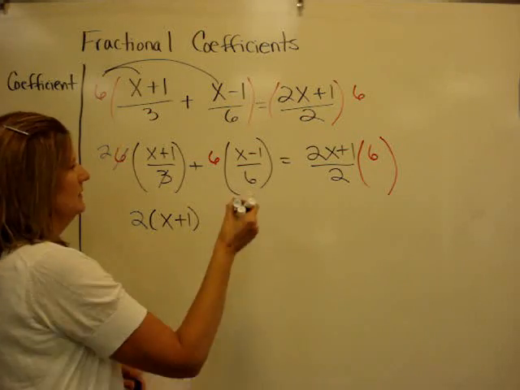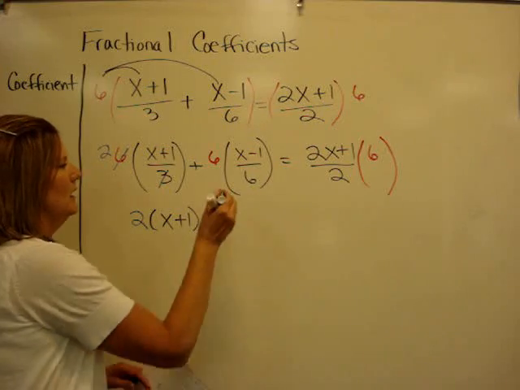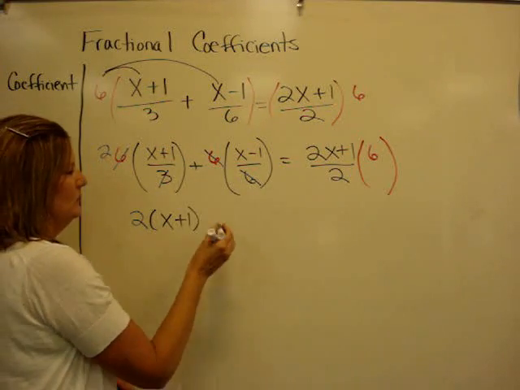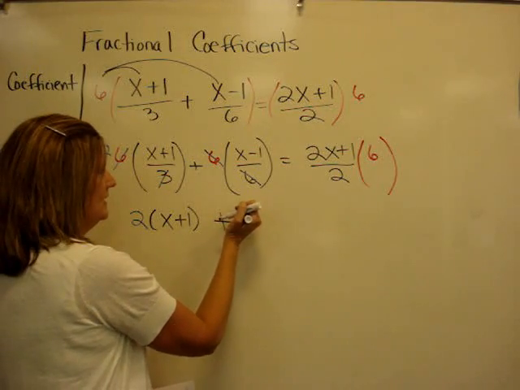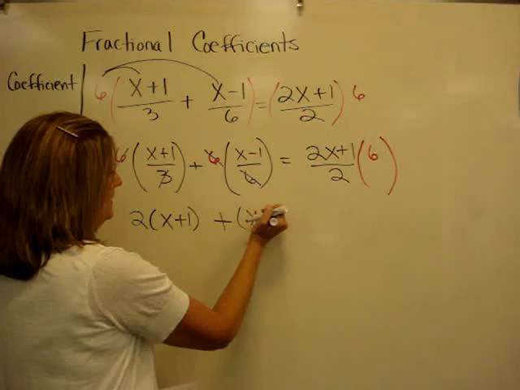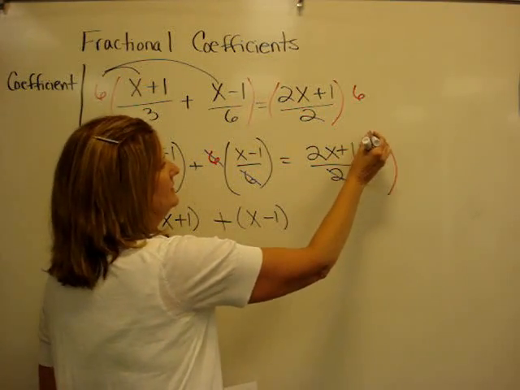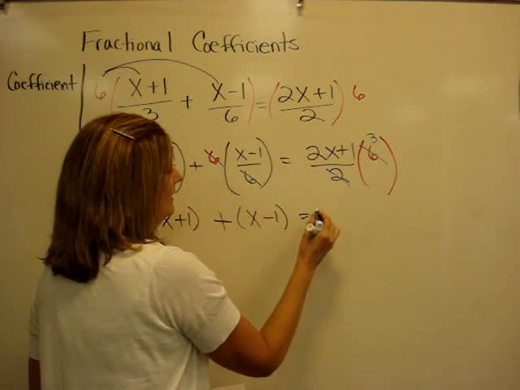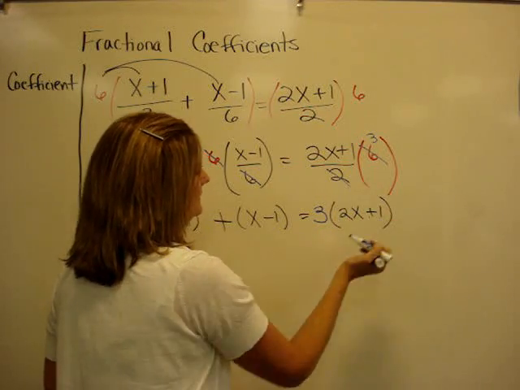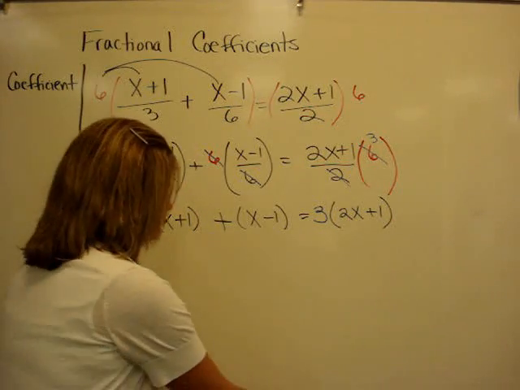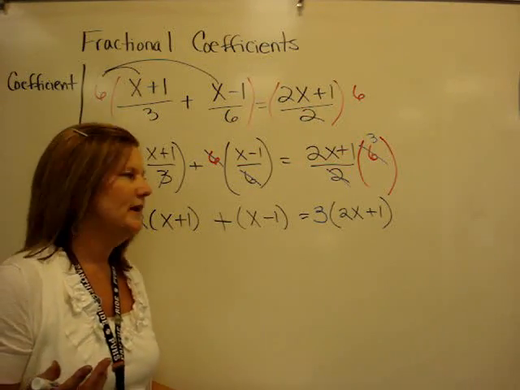6 goes into itself once, so I have plus this quantity x minus 1, and here 2 goes into itself once, into 6 3 times, so what I have is 3 times this quantity, 2x plus 1. Now all I have to do is simplify everything, combine like terms, refactor if I need to.